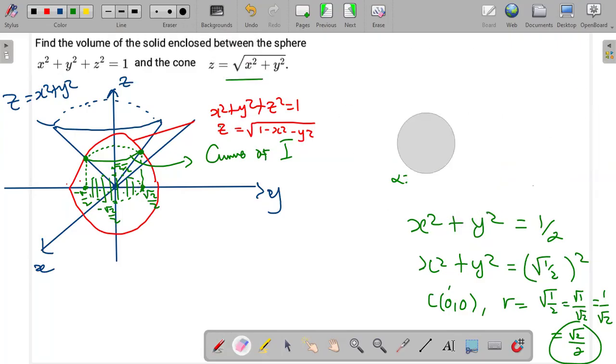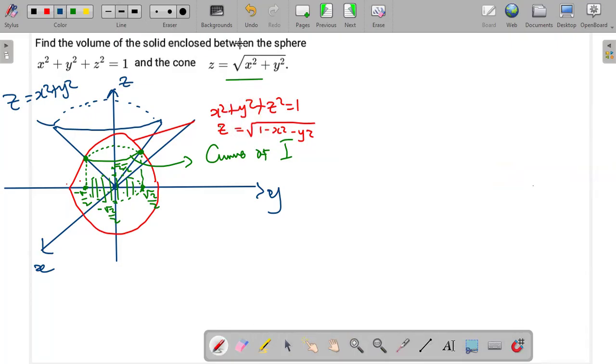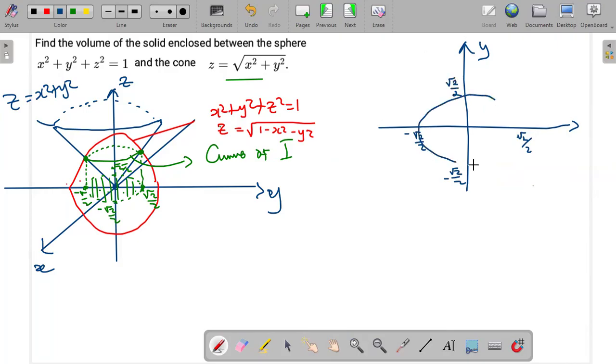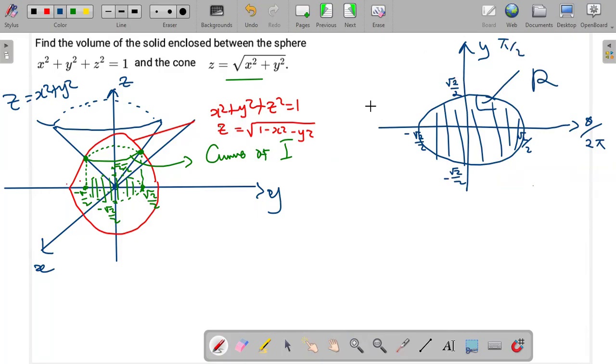So the projected region, we can even draw it on a separate coordinate axis. We can draw our y and our x here with the projected region, root of 2 over 2. So this is our projected region here, which is in the xy plane. This region, we can now change into polar coordinates. We know that this is 0 to 2 pi, this is pi over 2, this is pi, and this is 3 pi over 2.